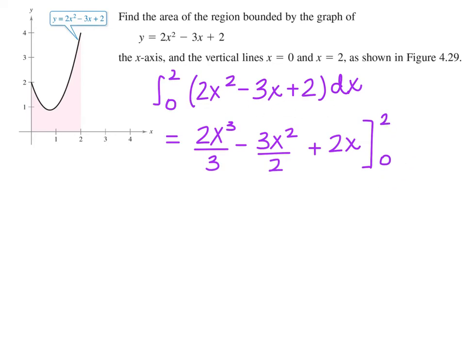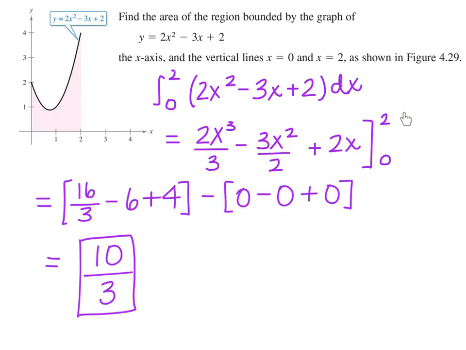So let's plug in those values and see what the area is. When I plug in 2, this is the quantity that I get. When I plug in 0, of course, I'm going to zero that whole thing out. So this quantity is equal to 10/3, which is the same as the area underneath that curve.